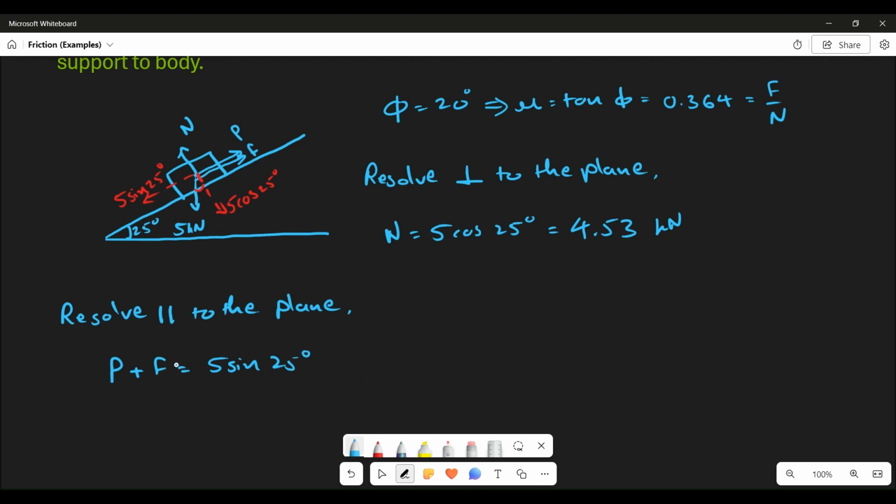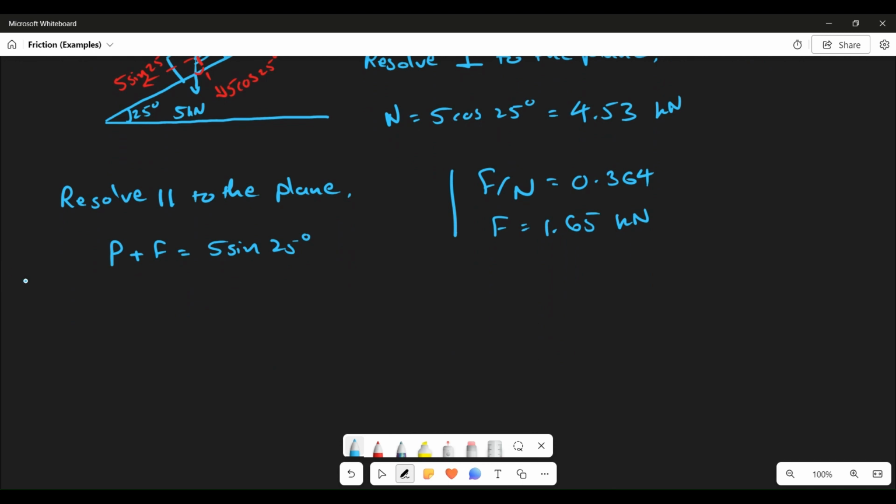Okay, now to calculate this F, we will use this. Now you have N, you need to find F. You know that F by N is 0.364 and N is equal to 4.53. So you will get F is equal to 0.364 into 4.53. F I'm getting as 1.65. Okay, F here is 1.65 kilonewton. Putting this F here, you get P plus 1.65 is equal to 5 sine 25 degree.